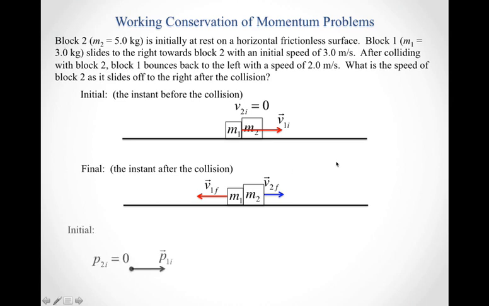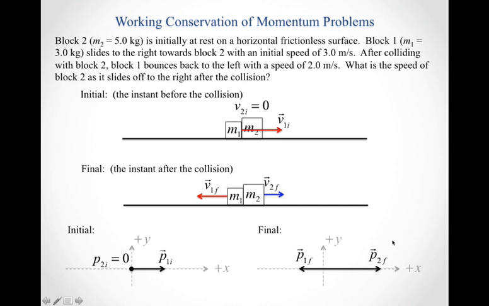Now I can set up vector diagrams. And you'll notice that because I'm doing momentum, I want to make sure that I draw momentum vectors. The initial momentum vector of block 2 is just the 0 vector. Block 1 is initially moving to the right, so its initial momentum points to the right. Now I set up my final momentum vectors. The final momentum of block 1 points back to the left because it's bounced back and is moving to the left. And the final momentum of block 2 points to the right.